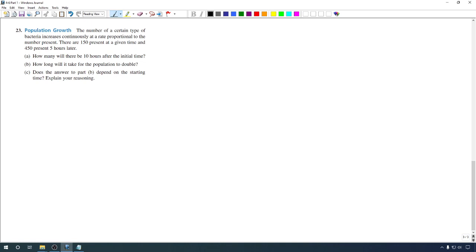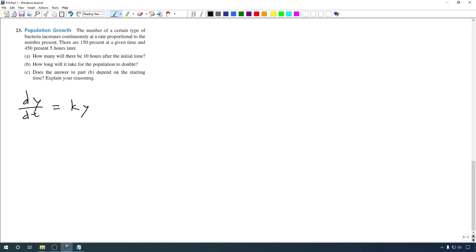Let's start with problem 23. This is a problem about population growth, specifically population of bacteria. A number of a certain type of bacteria increases continuously at a rate proportional to the number present. So you could say that we're dealing with the derivative of y is equal to some constant k times that y. That's all that they're saying here.